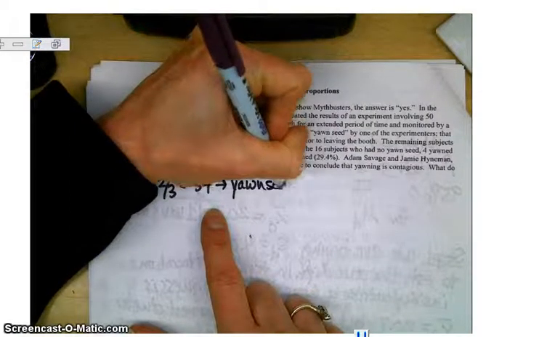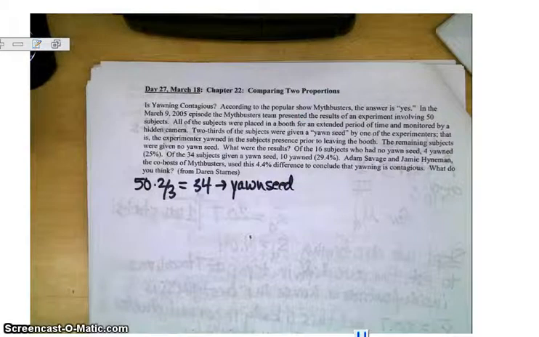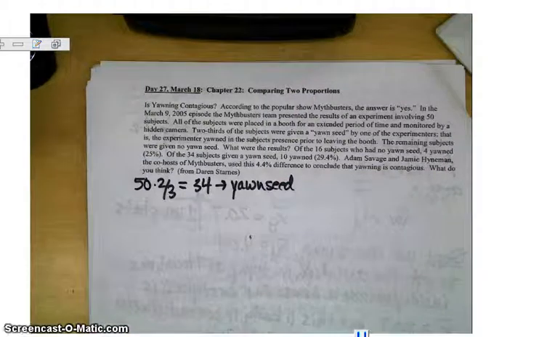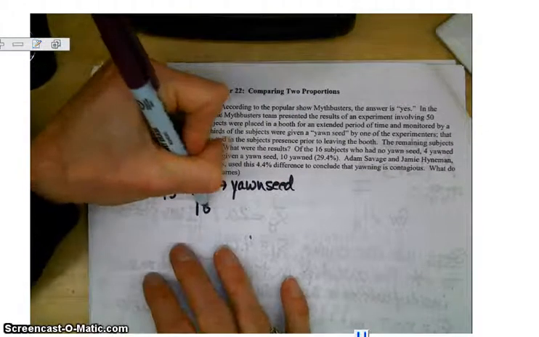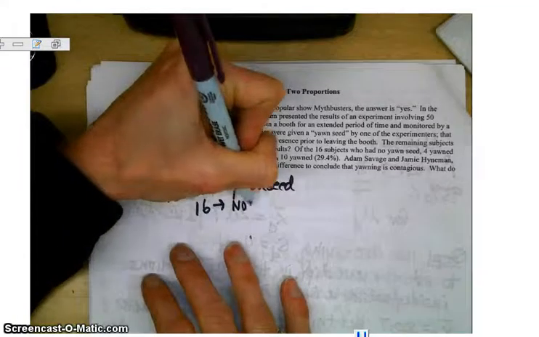What do you suppose that means? Somebody yawned in front of them. And then who was left? How many were left to be in the other group? 16 were left for no yawn seed.